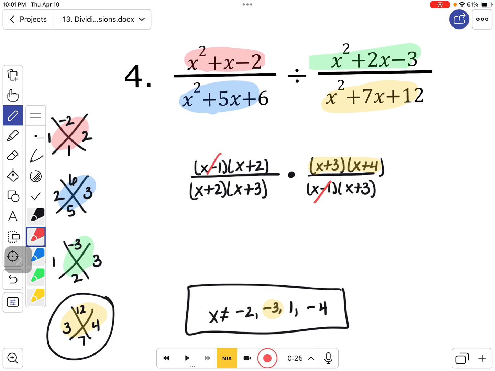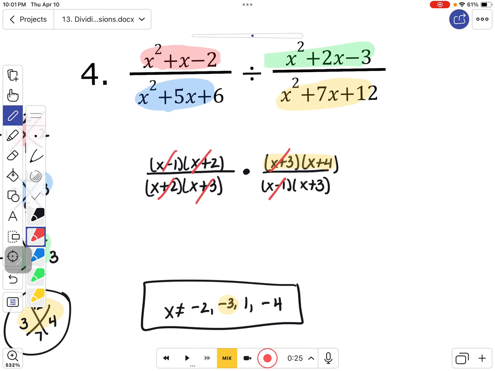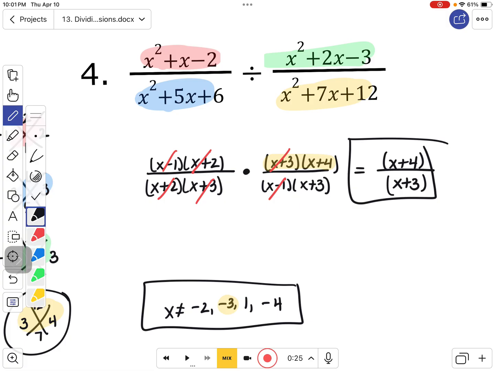So here are my undefineds, and now I'm just going to cancel out what I can. x minus 1, x minus 1. x plus 3, x plus 3, x plus 2, x plus 2. That is all I can do. So I'm going to go ahead and say equals. And anything left, I'm going to say x plus 4 and x plus 3. Again, it's okay if you put those in parentheses, but you don't have to. Okay, there is my simplified.